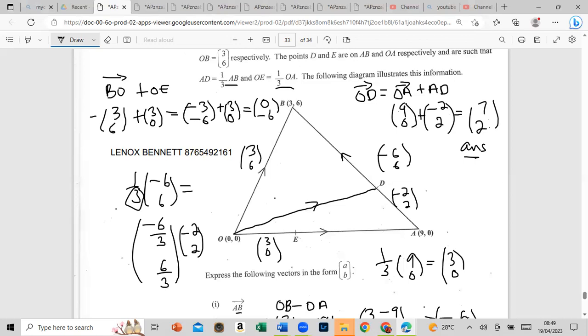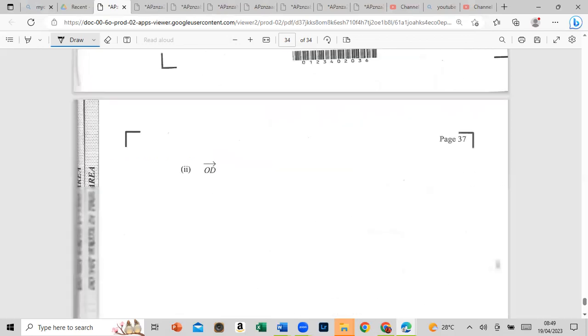Sorry if it's not working down here, but I like to work where it is. So BE is 0, negative 6. Remember, the working is up there. Alright guys, let's proceed to another paper with another vector.